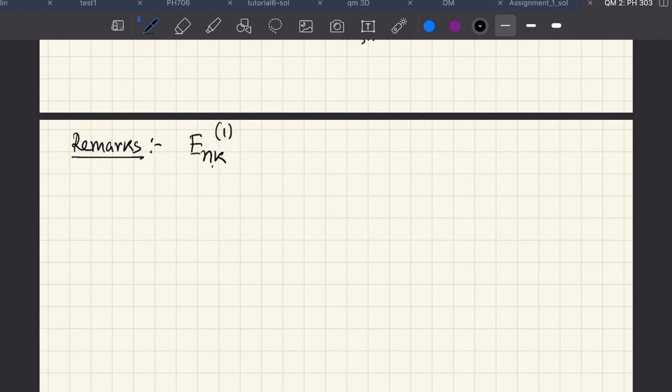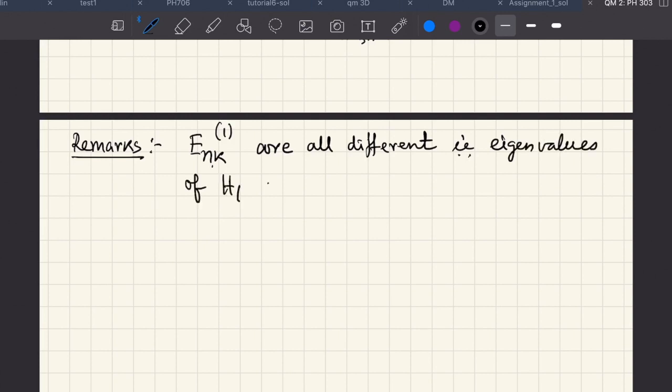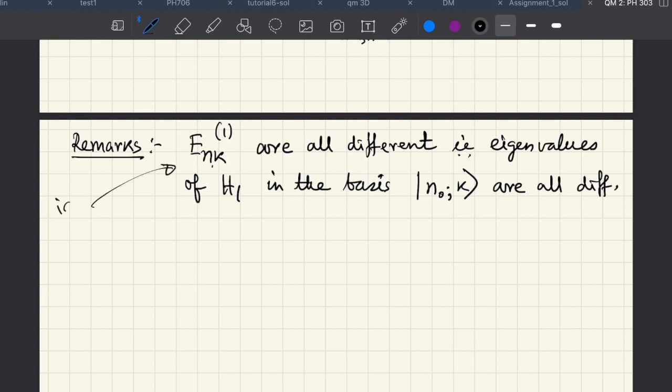E_n^(K,1) are all different, that is, eigenvalues of H1 in the basis |n0,K⟩ are all different. So this would have been the ideal. This is kind of an ideal scenario, not necessarily it happens every time.